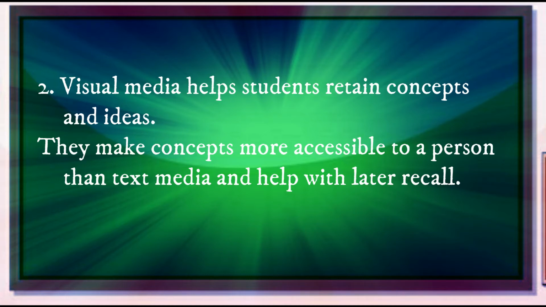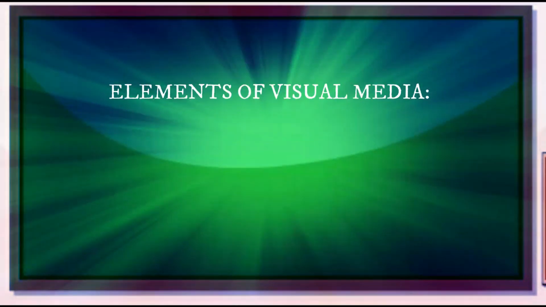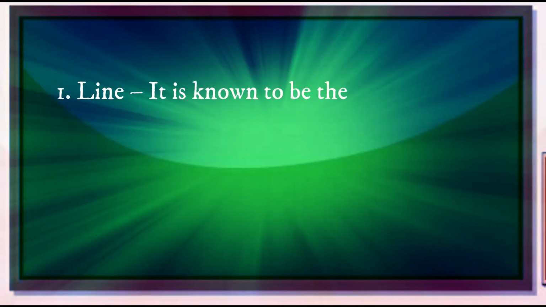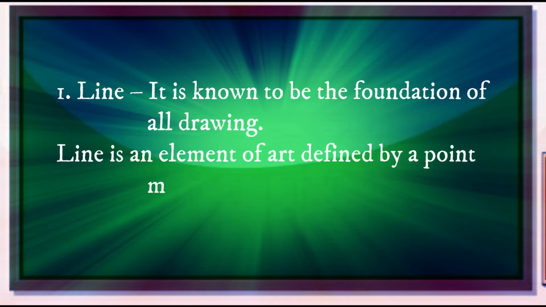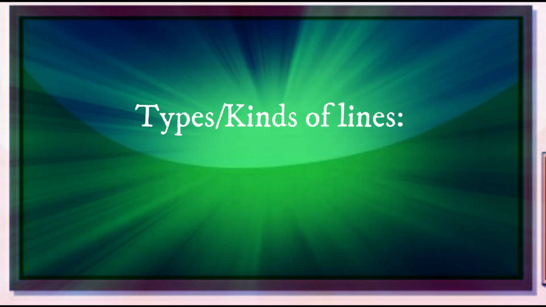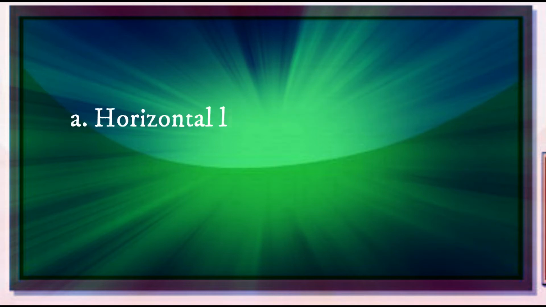Elements of visual media. Number 1, line. It is known to be the foundation of all drawing. Line is an element of art defined by a point moving in space. We have types or kinds of lines. First is the horizontal line.